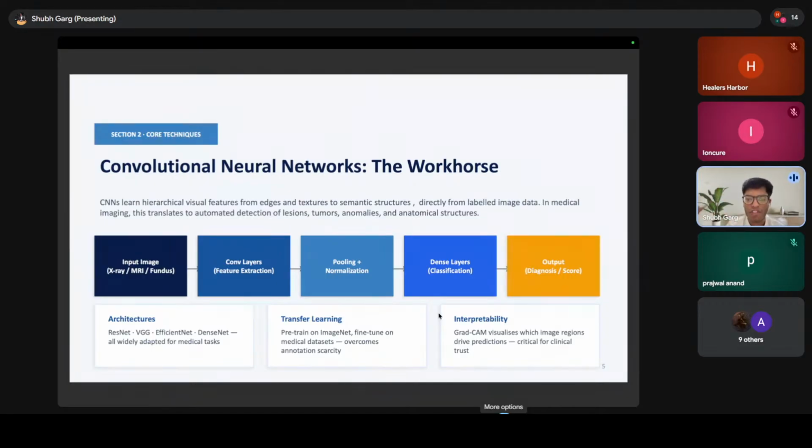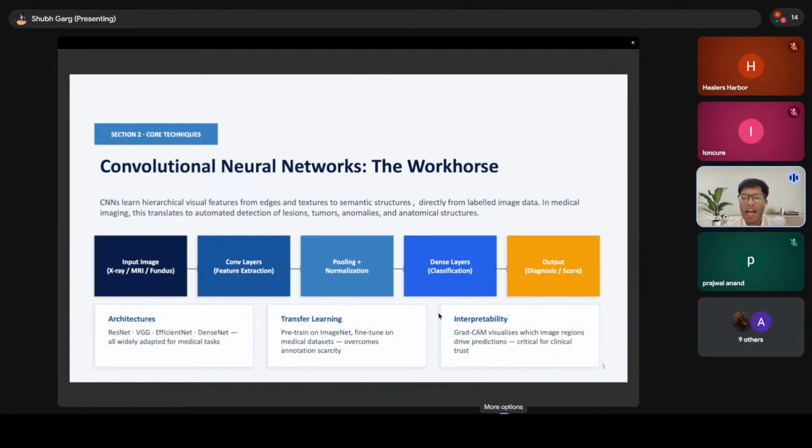The architecture has a recognizable flow that you can use on this slide. A raw image goes in, convolution layers extract features, pooling, normalization, and compress and regularize, dense layers make the final prediction, and the output comes out. In the medical context, the output might be a disease classification, a severity score, or a probability map.